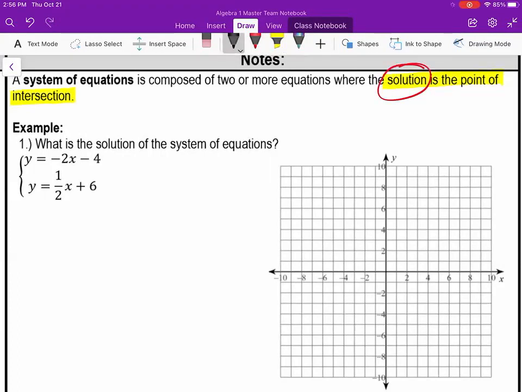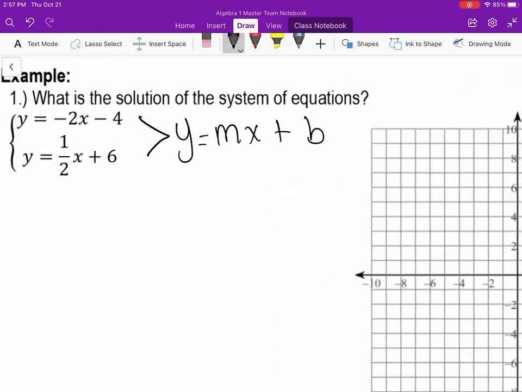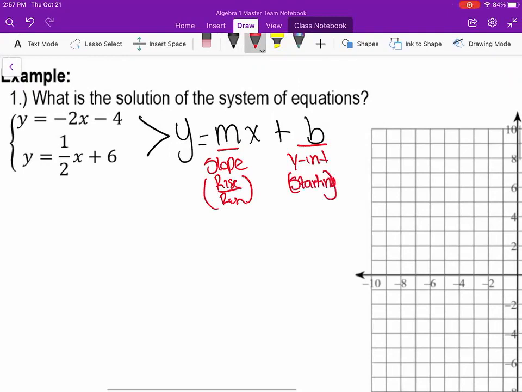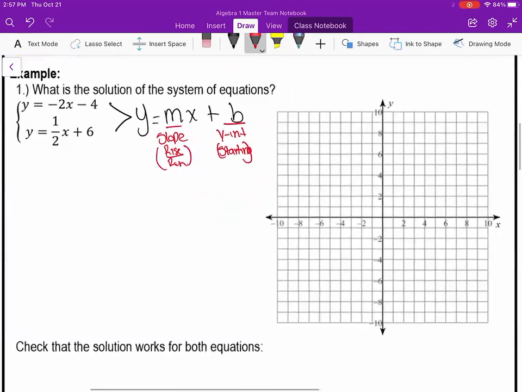Notice that we've got two equations, y equals negative 2x minus 4 and y equals 1/2 x plus 6. Also notice that those two are given to you in the form of y equals mx plus b. And in case you forgot, let's remember what is given in that form. We know that m is your slope, and it's usually given to you in the form of rise over run. We also know that the b gives you the y-intercept, which in other words is basically your starting value or your starting point. All right, so make sure that you remember those things.